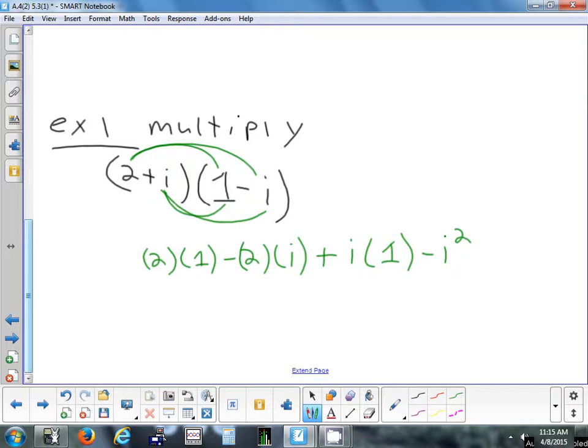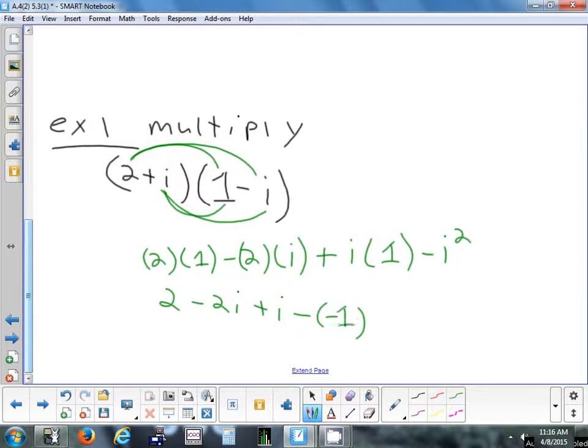So positive times negative, that's a negative. i times i, negative i squared. Okay, let's simplify what we can. So we got 2 minus 2i plus 1i. Now we have minus i squared. But I want to change i squared to what we know that's already equal to. Okay, Helene, what did we just say i squared equals? Negative 1.